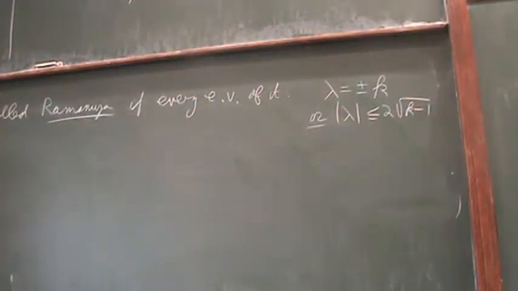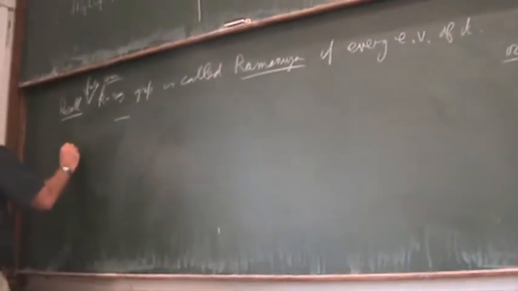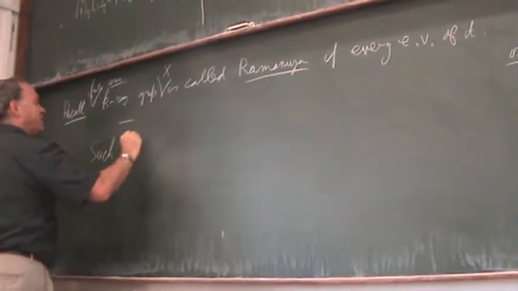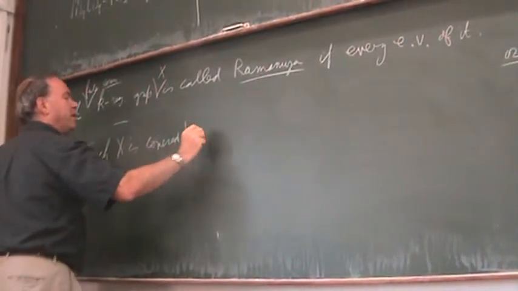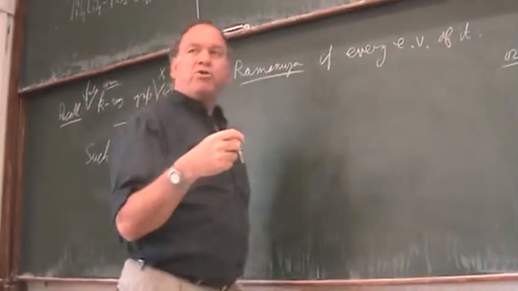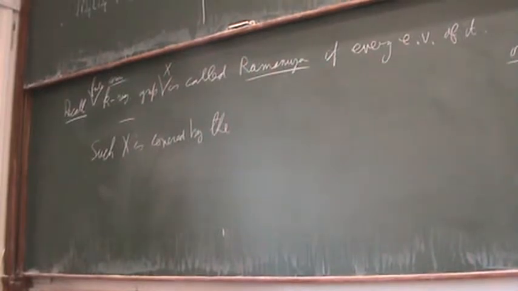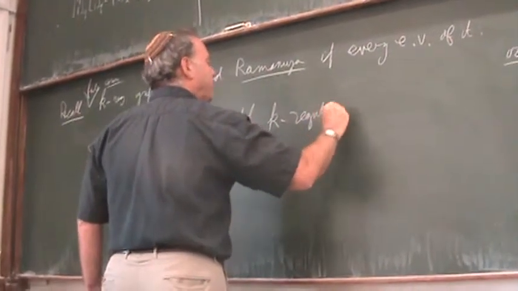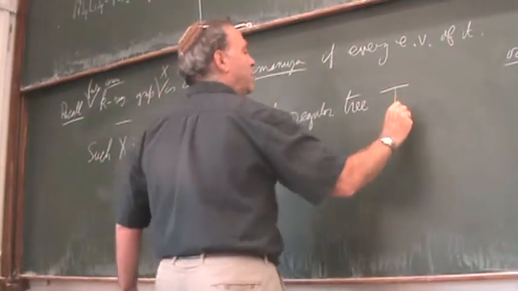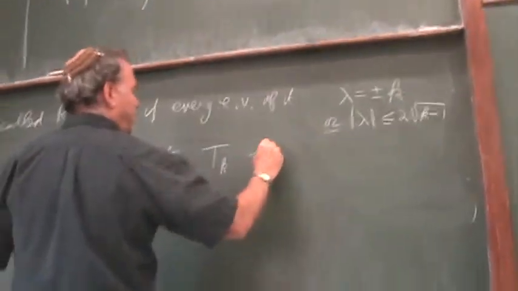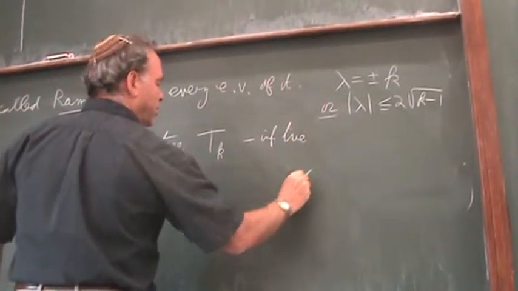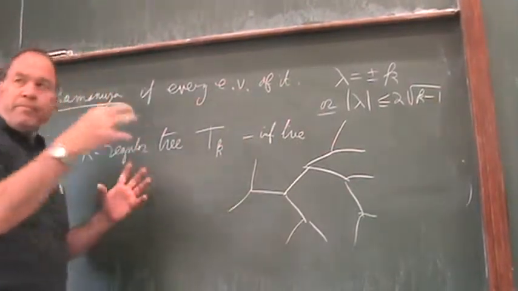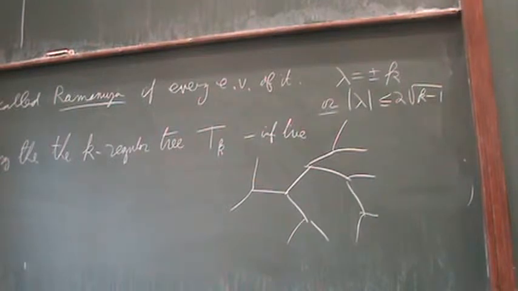Where did this number 2 square root of k minus 1 come from? Let's call the graph X. Such an X is covered, in the sense of algebraic topology, the universal covering of X is covered by the k-regular tree, T_k, which is an infinite tree such that the degree of every vertex is exactly k. And you know, it goes forever. And this is the universal cover space of a k-regular graph.